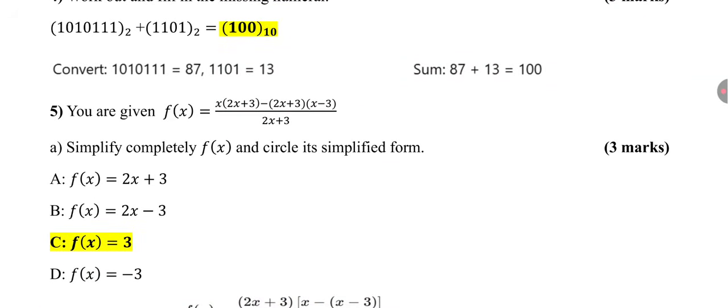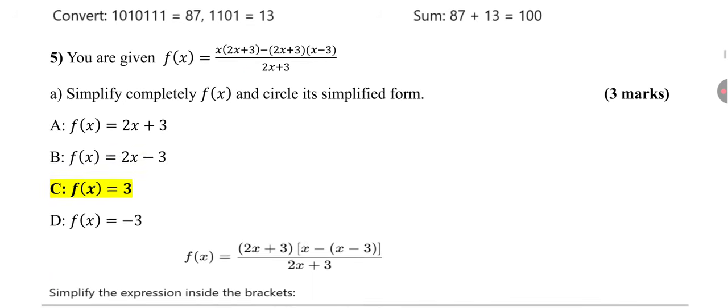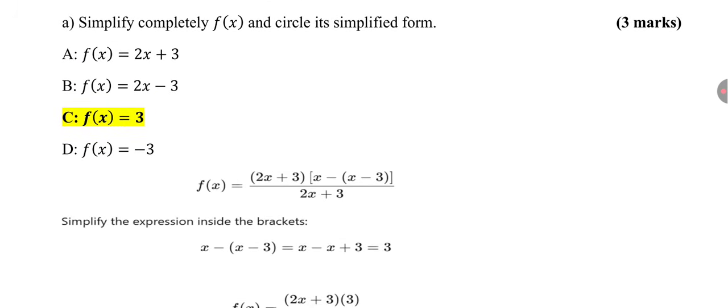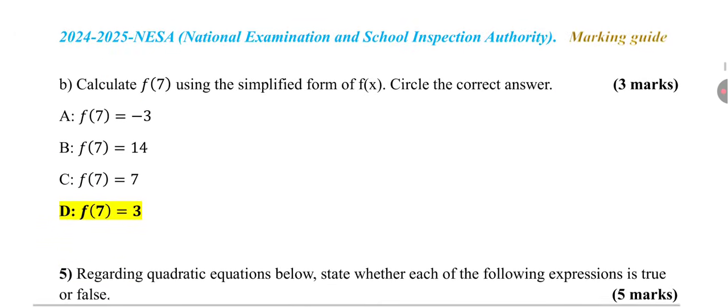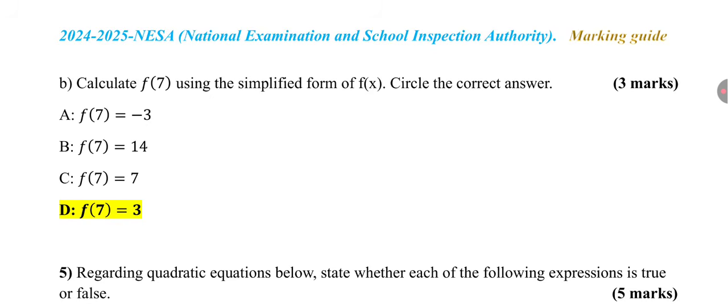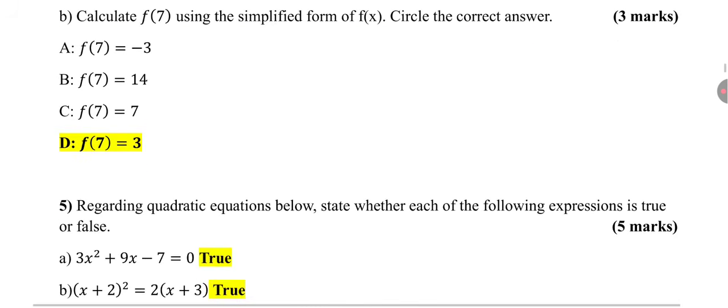So number 5, we have the function f of x equal to x times (2x plus 3) minus (2x plus 3) times (x minus 3), over 2x plus 3, and we ask you to simplify f of x and circle its simplified form. Here you see the answer is f of x equal to 3. Here is a proof, and here is part b. We find f of 7 using the simplified form of f of x. The answer will be 3, so the answer is D.